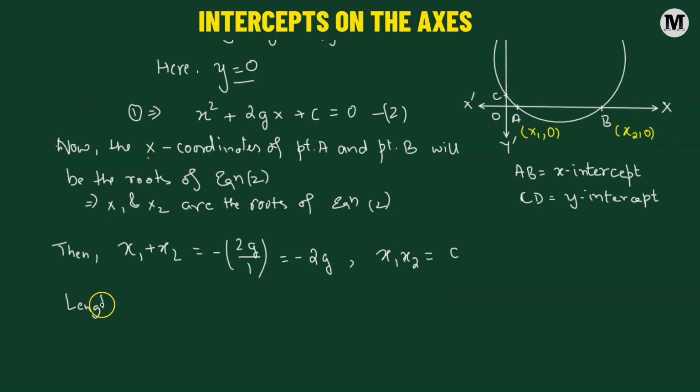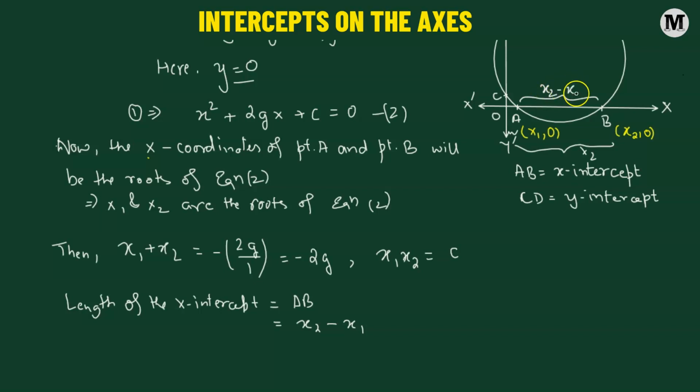Since we are trying to find the length of the x-intercept, that's nothing but the length AB. Now, how do we find the length AB? That's nothing but the difference of the x-coordinates. If we do x2 minus x1, that's going to be the length AB. Because from the origin to the point B, the length is x2, and from the origin to point A, the length is x1. So if we subtract the portion OA, which is x1, from the portion OB, that gives us the length of the x-intercept. That's nothing but x2 minus x1.